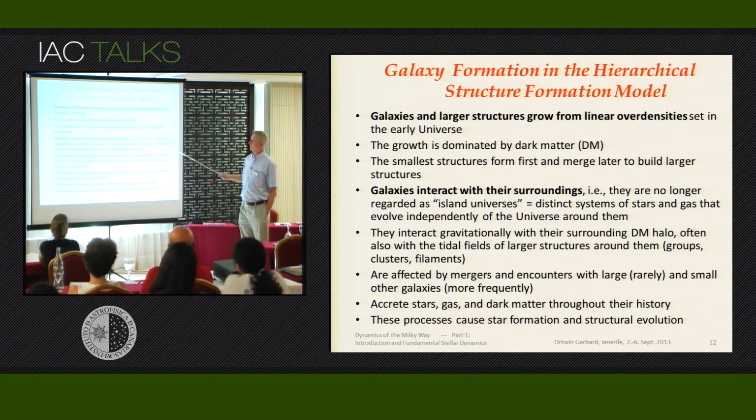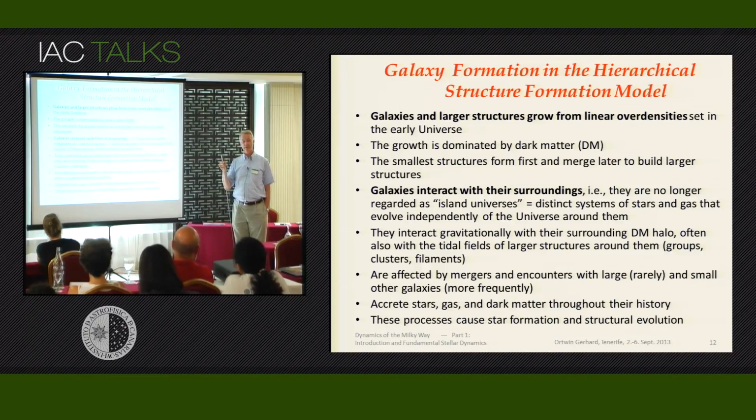And one of the characteristic features of that model is that the growth of galaxies is dominated by the dark matter. And in the dark matter, it happens hierarchically. It means that the smallest structures form first, and then they merge, and then they merge again, and then they come together to build even larger structures as time progresses.